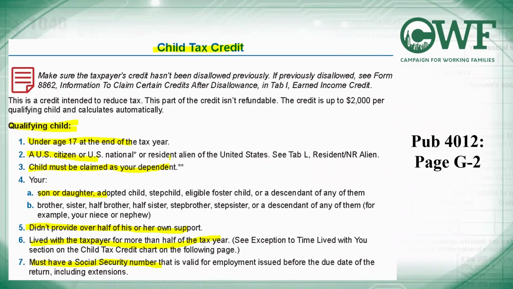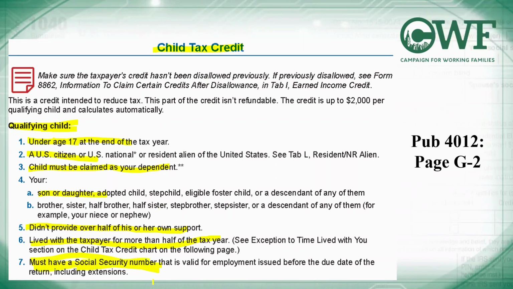That makes sense? This is the rule for child tax credit. It is similar to the dependency rule. The only difference is that it has to be under the age of 17 instead of under the age of 19. So it's a little bit younger. And the child must have a social security number. Gotcha.